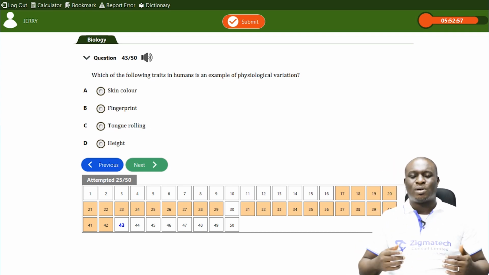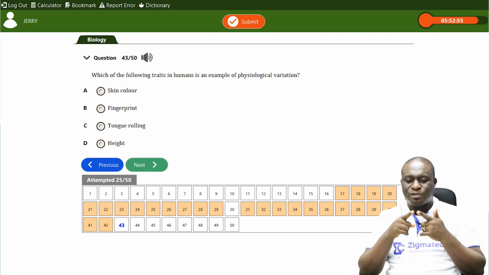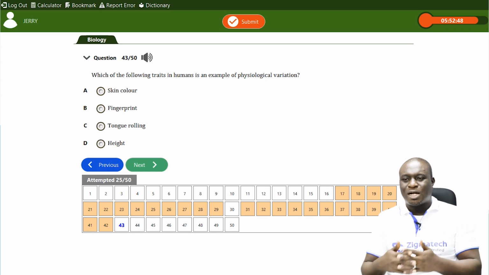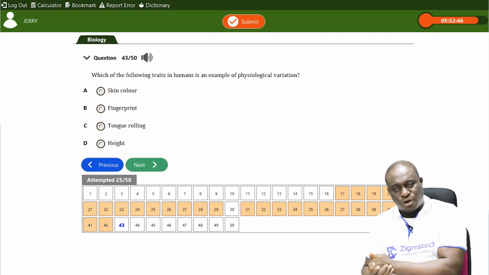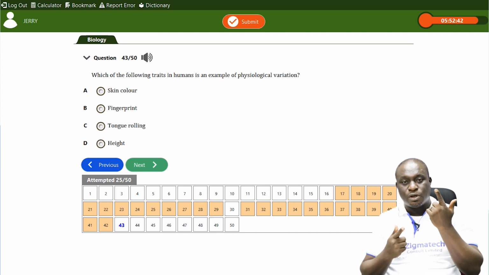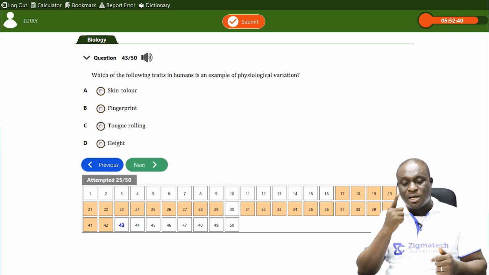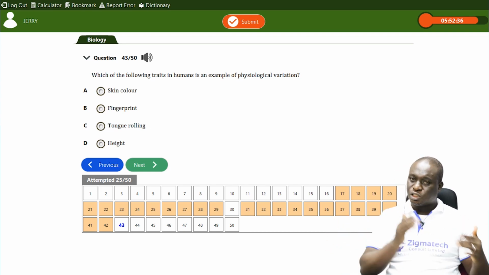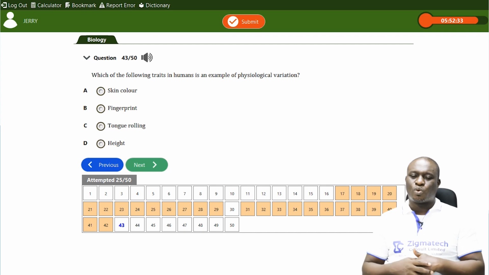For instance, we have the rolling of the tongue. Some persons can do that, as if it's a function, it's a behavior. Some persons can roll their tongues while some cannot roll their tongues, all right? Some persons also can close one eye and open the other without the assistance of the hand, while some cannot. Some persons cannot, some persons can. And that is what we call discontinuous variation.